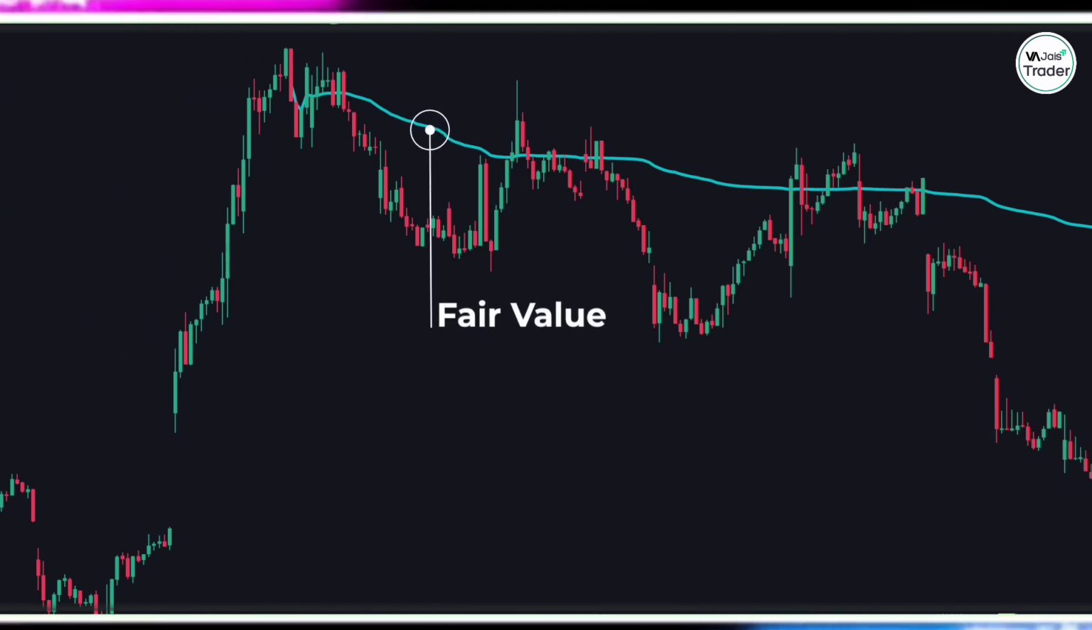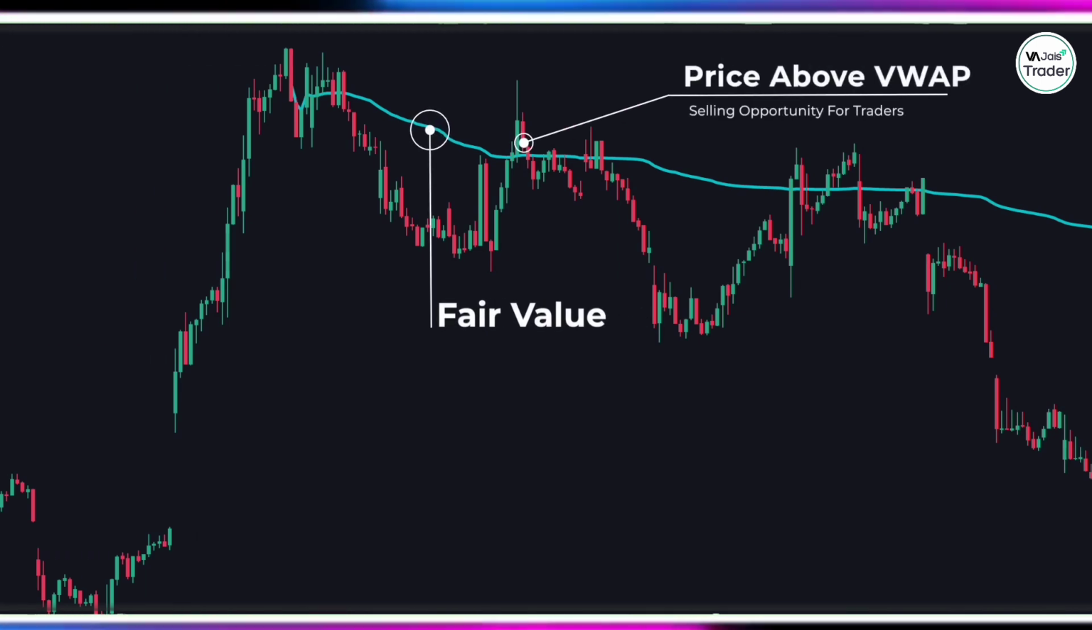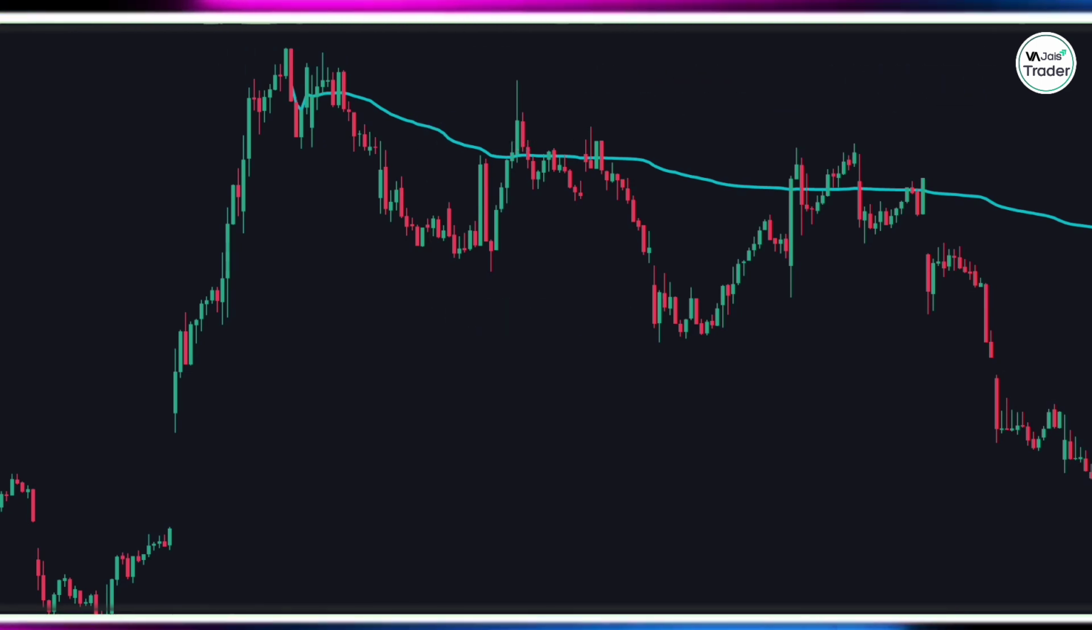This is because when the price starts to trade above the Anchored VWAP, sellers are getting a higher price than its fair value. So they jump on the opportunity and create selling pressure.